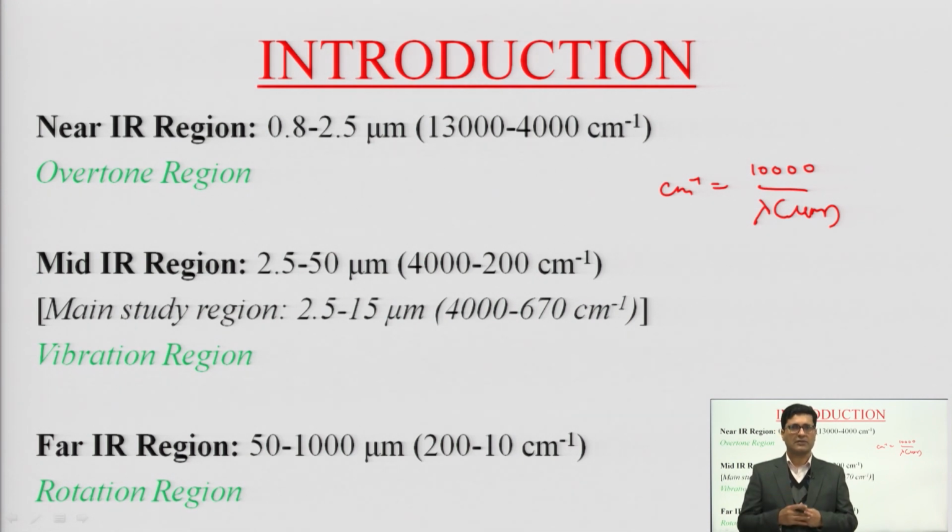For our concern, the most important and useful region is the middle IR region, or mid IR region, that ranges from 2.5 micrometer to 50 micrometer, or in wave number units 4000 to 200 centimeter inverse. Even through this whole region, the most important region specifically is 2.5 to 15 micrometer, or 4000 to 670 centimeter inverse. This is the region where we observe the vibrational motions of any particular type of bonds.